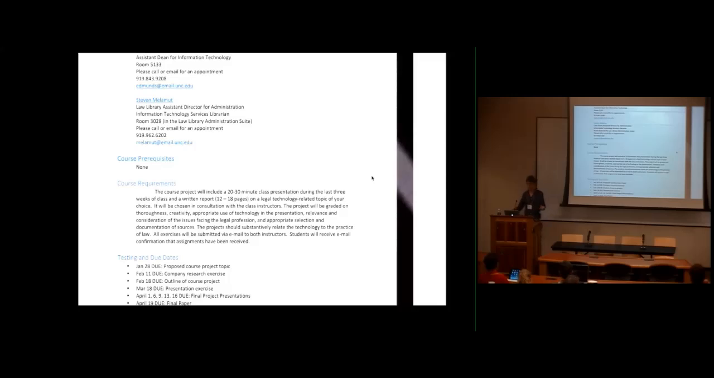It was a technology topic of their choice, but the main gist was that we wanted it to be something that's really affected the legal profession, and that hopefully touches on the ethics considerations and things like that. As it says, the project should substantively relate the technology to the practice of law.